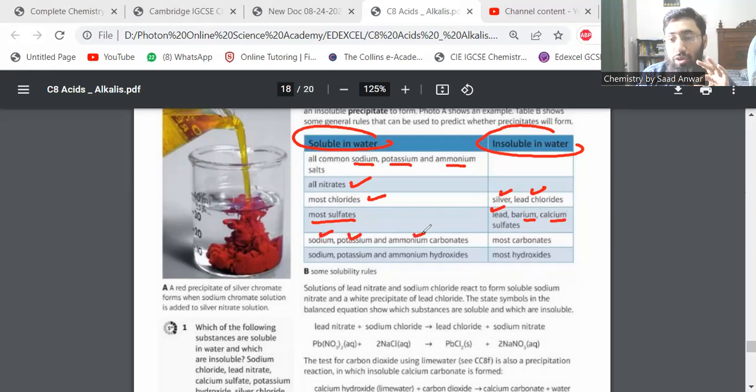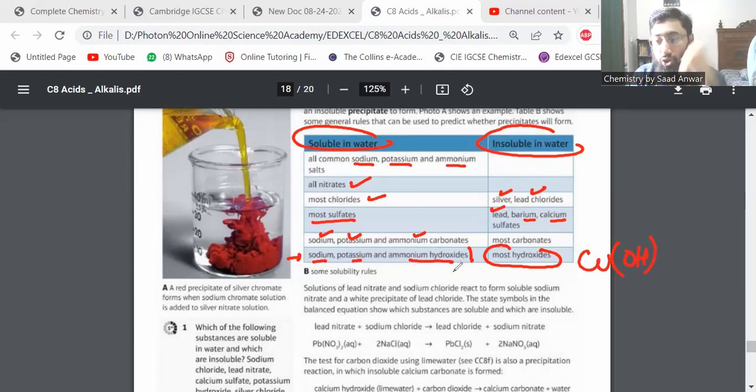But sodium, potassium, and ammonium carbonates are soluble in water, and the rest of the carbonates are insoluble in water. This is the important point here. Sodium, potassium, and ammonium hydroxides are soluble, and all other hydroxides are insoluble. If we have copper hydroxide, it is insoluble in water, so we have to put a small s, which means copper hydroxide remains in solid form.